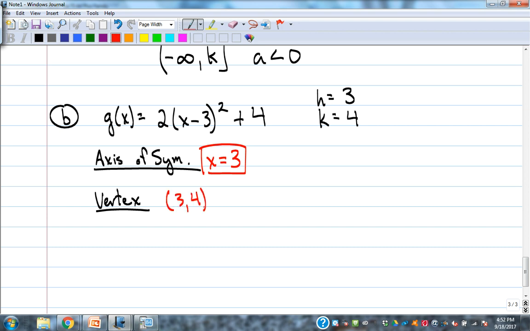The vertex is (3, 4). Is it a maximum or a minimum? Minimum. Why? a is positive. a is 2. So it's going to open up. Okay. Let's find our intercepts.